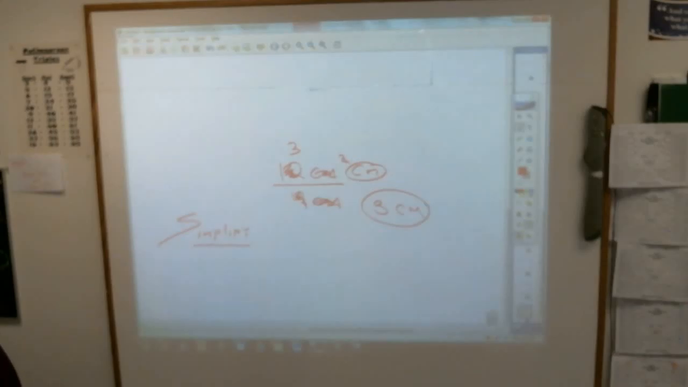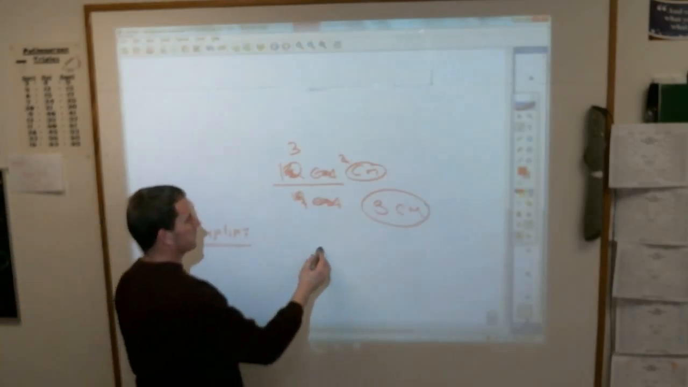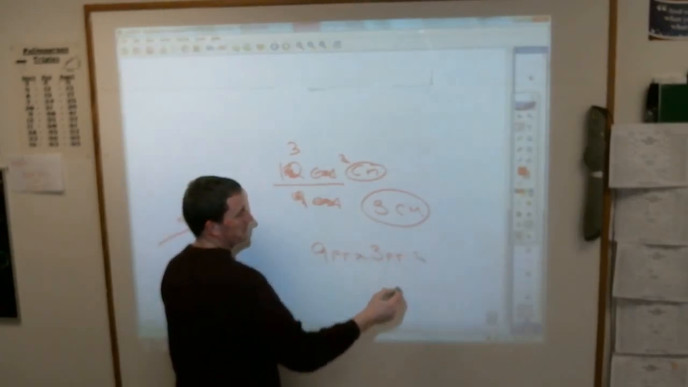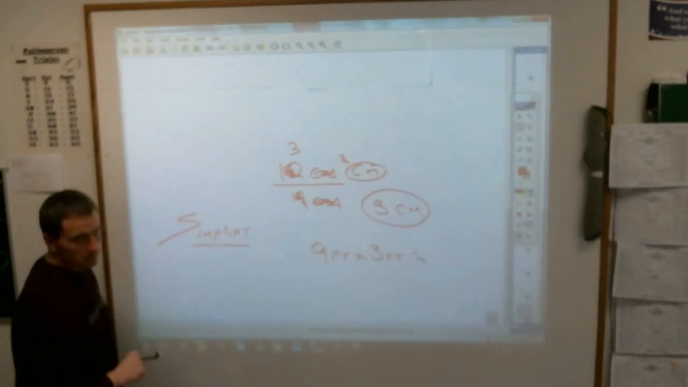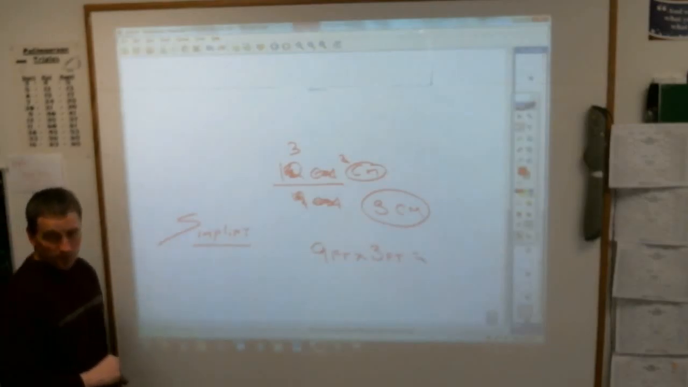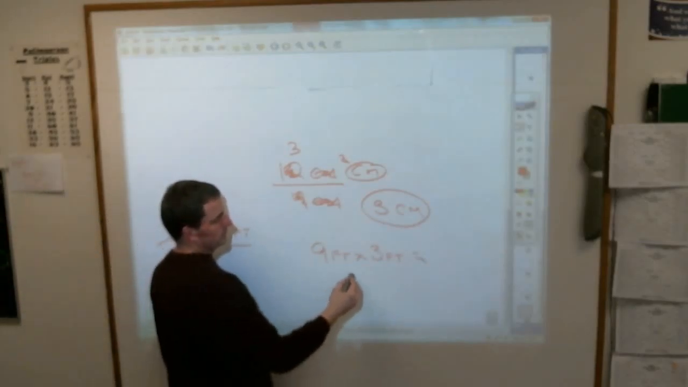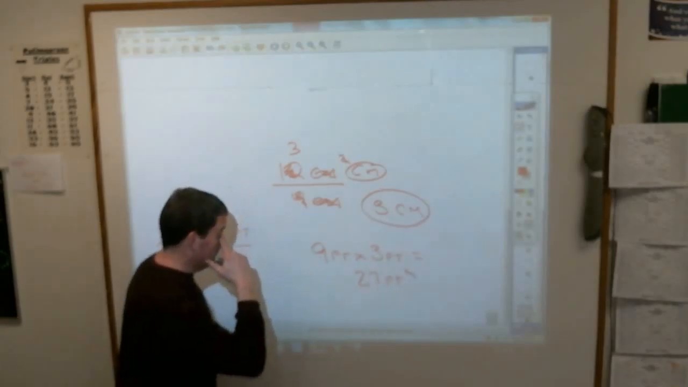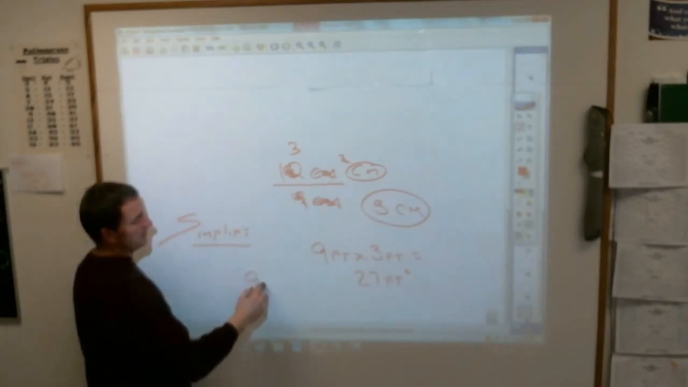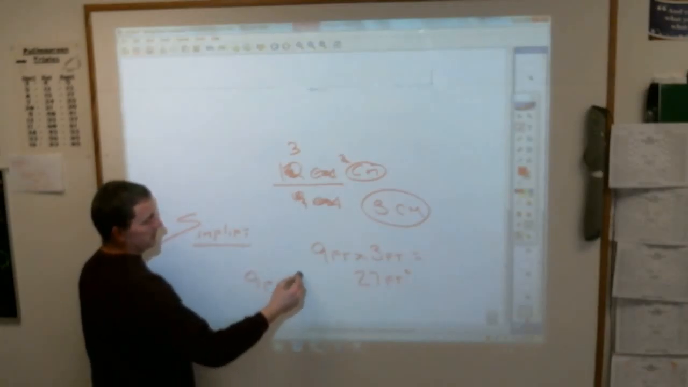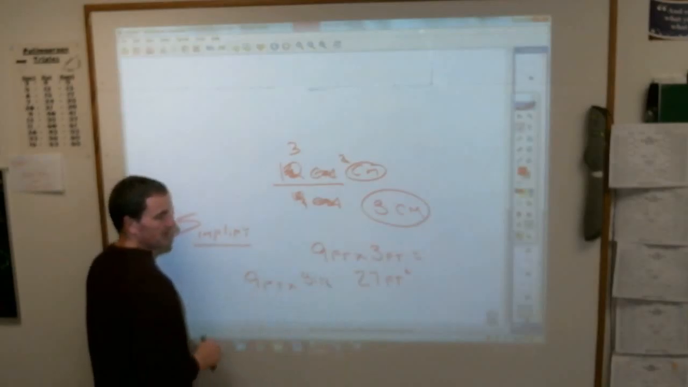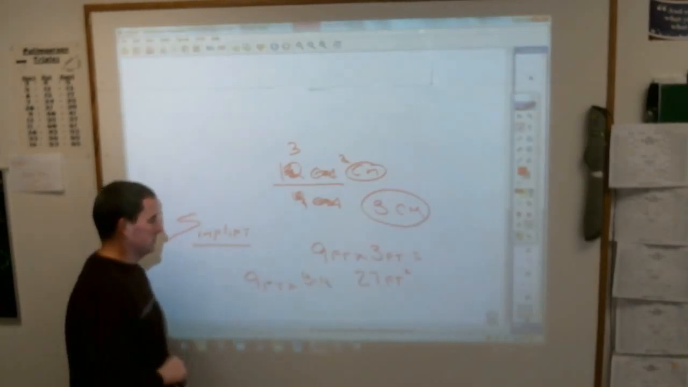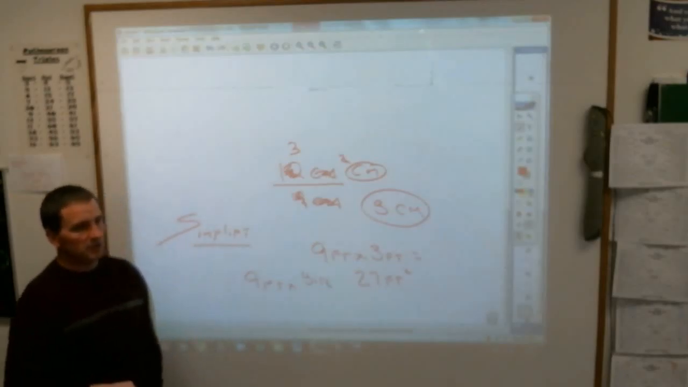Or what is 9 feet times 3 feet? 9 feet times 3 feet is, Jaden? 27 feet squared. And this would not be a problem you'll see. They will not tell you 9 feet times 8 inches. You can't do that. 9 feet times 8 inches does not give you 72 feet inches. Okay, you can't do that.